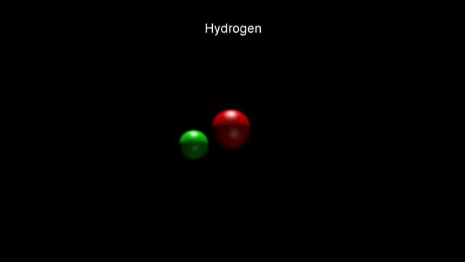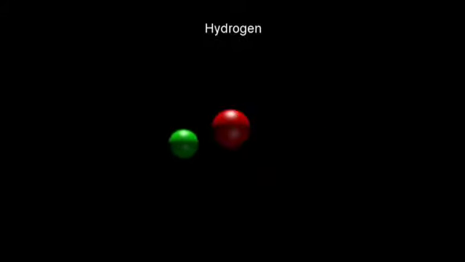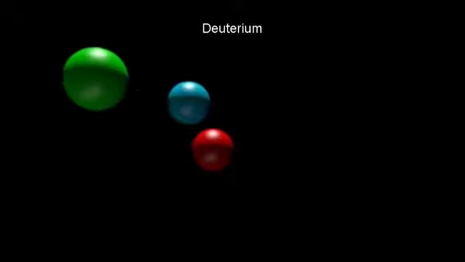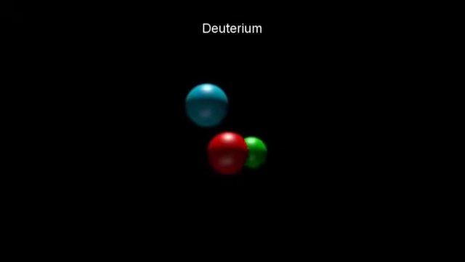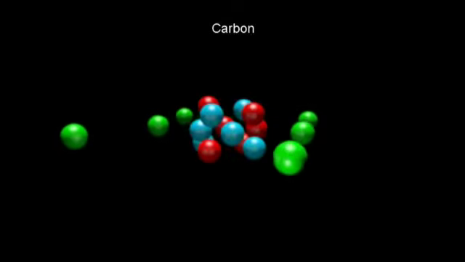Different types of atoms have different numbers of these parts. This is one variation of a hydrogen atom, just a single proton and an electron. This is another variation of a hydrogen atom. It has a neutron added to the nucleus. This variation is called deuterium. And just to show you a more complex one, this is a carbon atom.